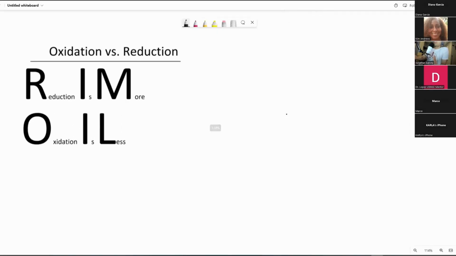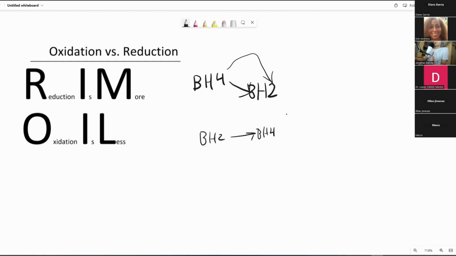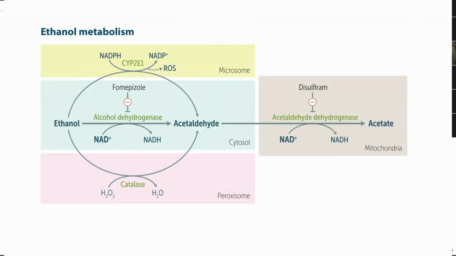If I see, for example, let's say BH4, if I see this coenzyme basically become BH2, I see that it's less. The number here is less. So I'm going to say that it underwent oxidation. That easy. If I see that BH2 becomes BH4, I can say it underwent reduction. The number is more. Okay, very simple, guys. So keep that in mind. So reduction versus oxidation.